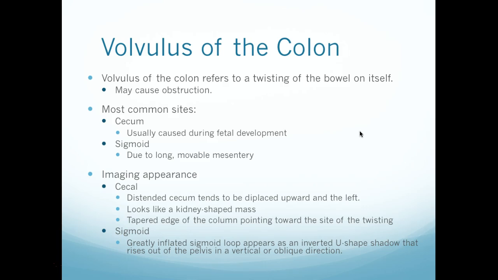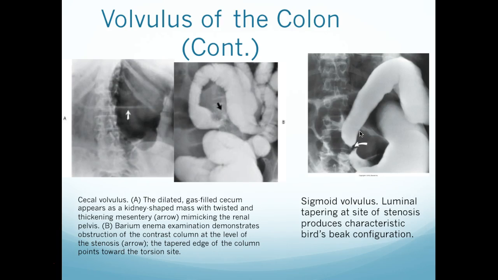upon itself. So with the cecal volvulus, distended cecum tends to be displaced upward and to the left. Looks like a kidney-shaped mass. So tapered edge of the column pointed towards the site of the twisting. So in the sigmoid, a greatly inflated sigmoid loop appears as an inverted U shape, so upside down U shadow that rises out of the pelvis in a vertical or oblique direction. So that's how you tell the difference. The radiologist will be doing that, which is really nice.